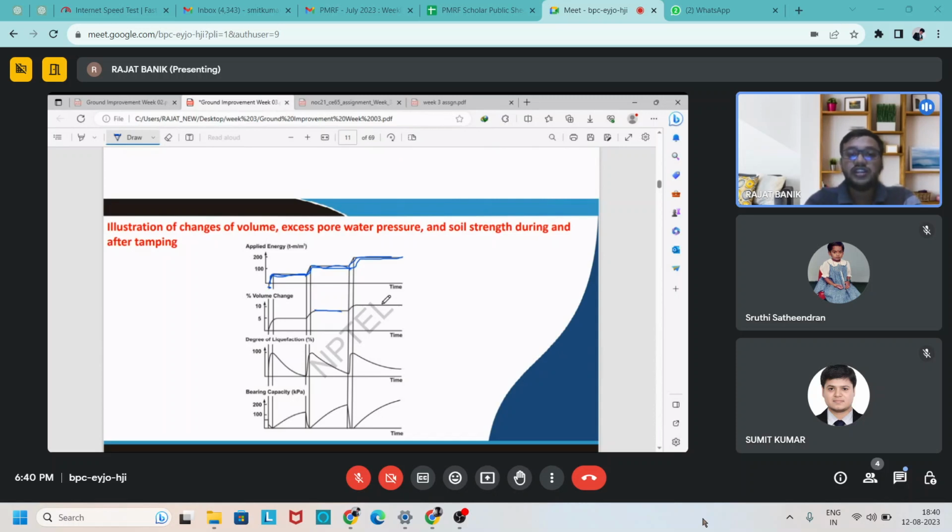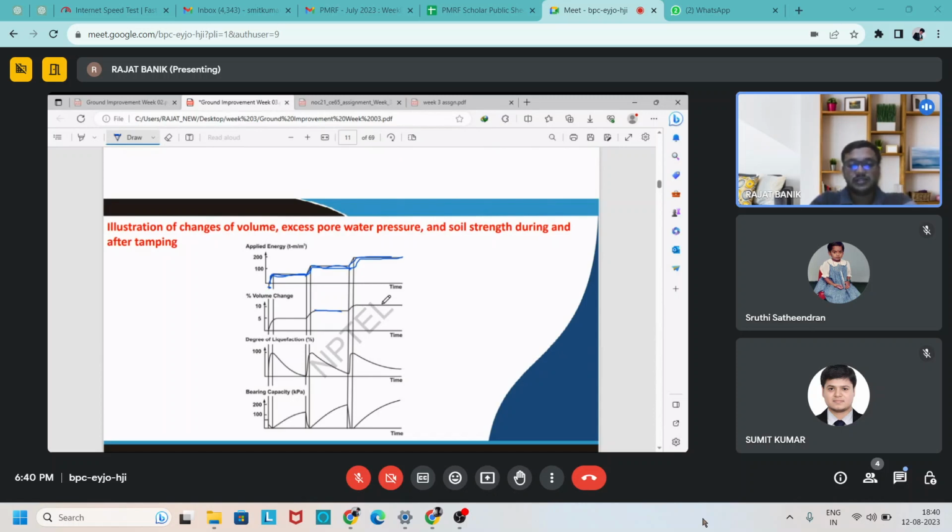So dynamic consolidation is a lengthy process, lengthy in the sense that it takes more time in comparison to dynamic compression or dynamic compaction, or we can say dynamic densification. This method is not suitable for clay soil, because clay soil requires some time to regain its strength. So it is most suitable for loose unsaturated soil.